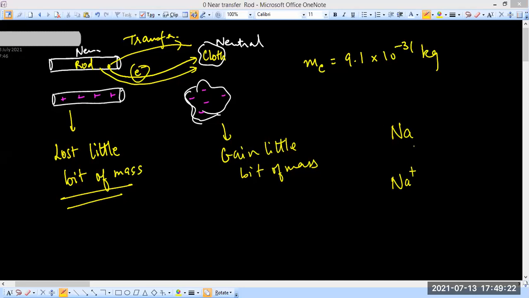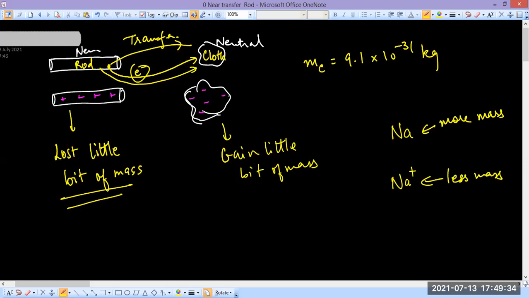Yes, because electron has gone, right? So this has more mass. Did you understand? This has more mass, this has less mass compared to that. Okay, fine. So something similar going on here. Understood? Something similar also going on here. Okay, now let's solve some questions based on this idea.